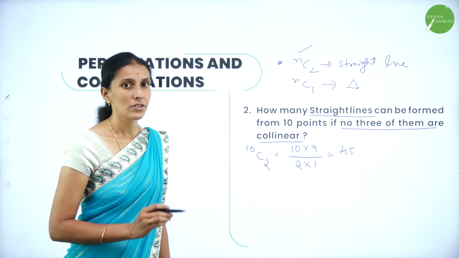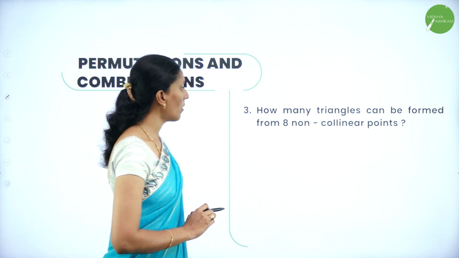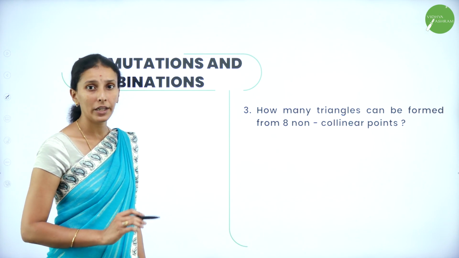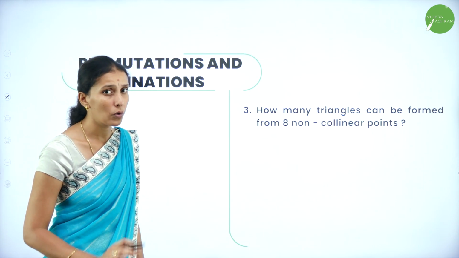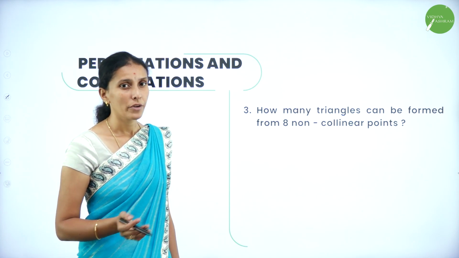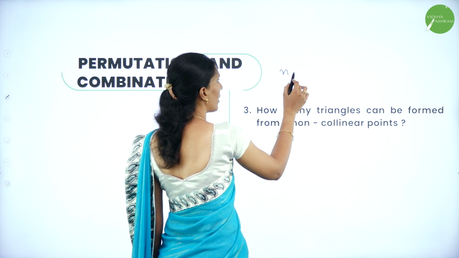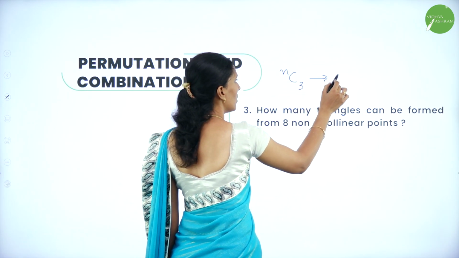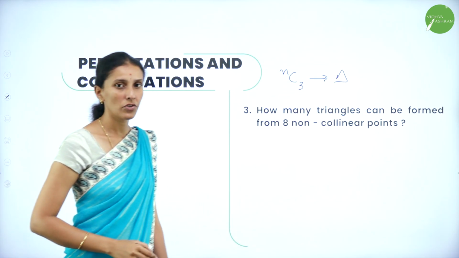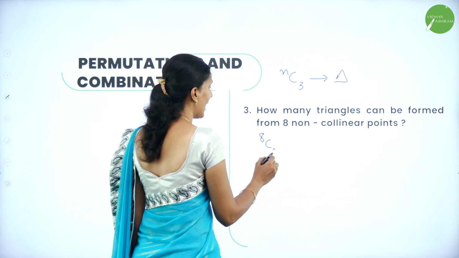Understood? Next question. How many triangles can be formed from 8 non-collinear points? All the 8 are non-collinear. No 3 of them are collinear. So what is the formula we use for triangles? nC3. So therefore, you should take 8C3.